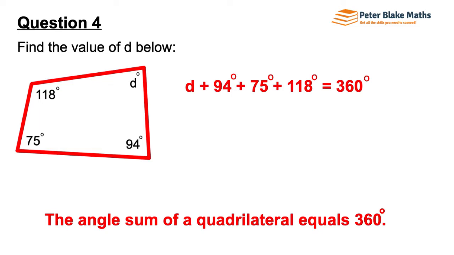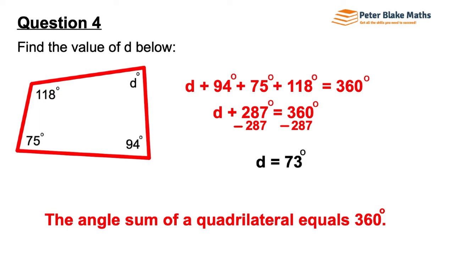So we'll just simplify those three numbers on the left-hand side to make d plus 287 will equal 360 degrees. Then we'll want to get d on its own to solve this little equation. We want to move the positive 287 by subtracting 287 from both sides. On the left-hand side, those two numbers will cancel out nicely, leaving us with d. And we'll just do our calculation of 360 minus 287 and get a final answer of 73 degrees for the value of d.